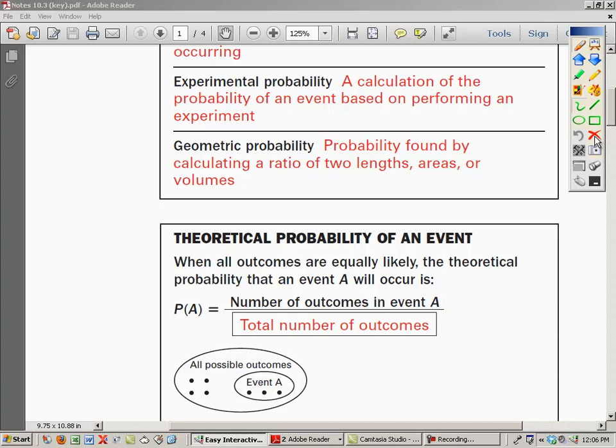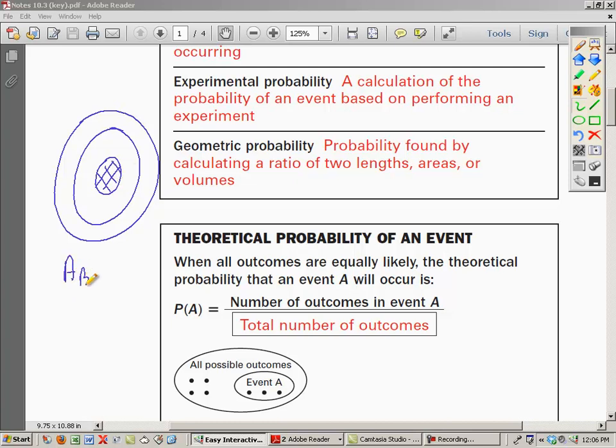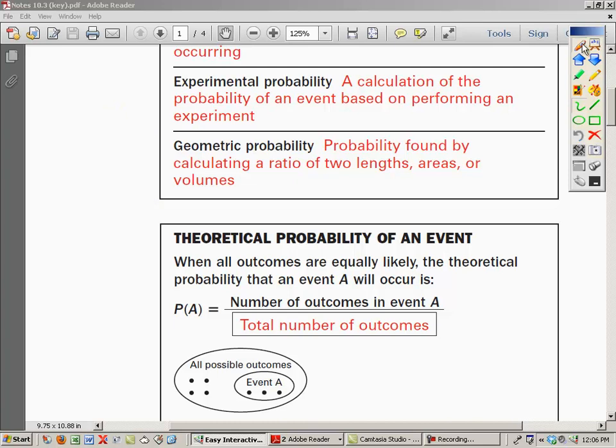Finally, geometric probability is probability found by calculating a ratio of two lengths, areas, or volumes. This is equated to, for example, a dartboard. Okay, so you've got a bullseye here in the center. You can say, look, I'm throwing a dart. What's the probability that I'll hit the bullseye? What we would do then is calculate the area of the bullseye and divide that by the area of the whole circle. That would tell me the geometric probability of throwing a dart and landing in that region. Okay, so that's geometric probability. We won't spend a lot of time on that in the lesson, but it's something I felt I should bring up.